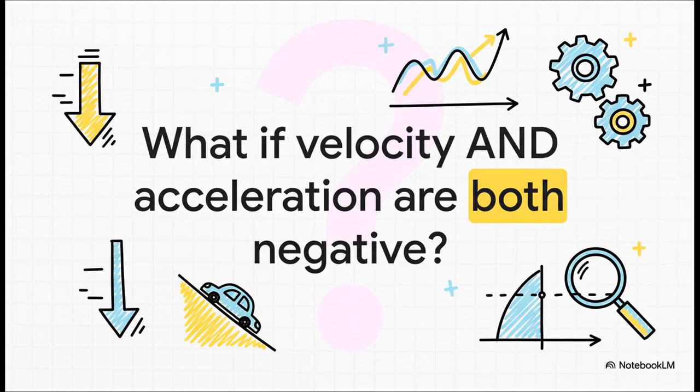Okay, let's pause and think about that for a second. What if the velocity is negative, meaning the particle is moving to the left, and the acceleration is also negative? Well, since the signs are the same, it has to be speeding up. It's just speeding up in the negative direction. It's a really common trick question, but the logic always holds.